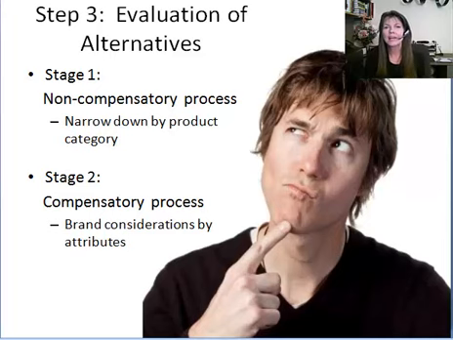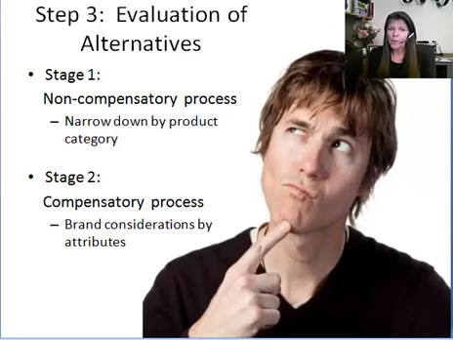Okay, in our last segment, we covered steps 1 and 2 of the cognitive decision-making model. We're picking up now with step 3. So after the information search, we've got the evaluation of alternatives. And this is a two-stage process, you'll notice here. We're going to spend most of our time here on the second stage because it is more involved.